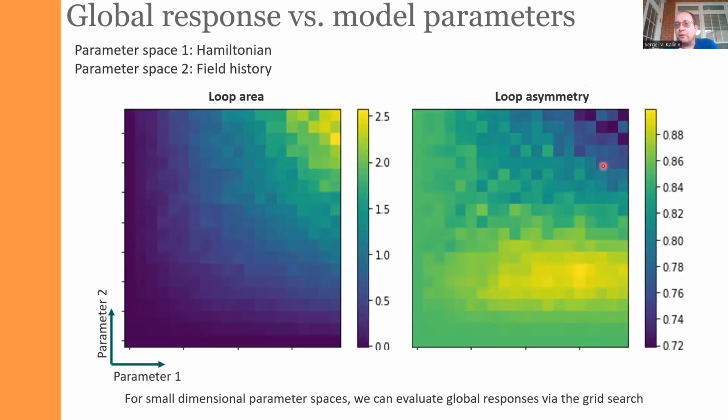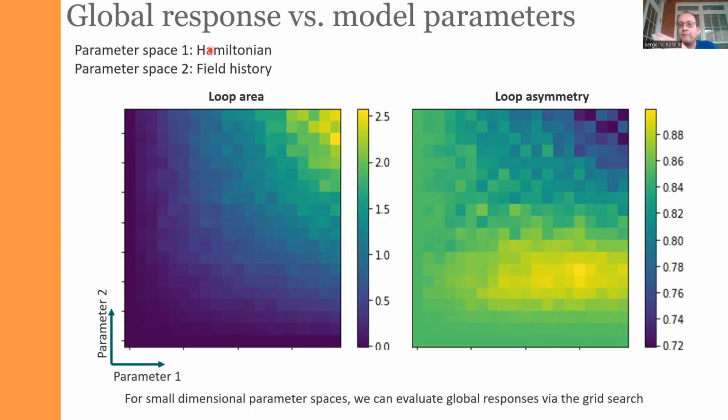Now, how can we explore the behavior of this model? The simplest way is to define some parameter spaces which are sufficiently low dimensional. So for example, I can say, look, I don't care about most of the values of the parameters in the Hamiltonian. I'm just going to focus on two or three. Or I can say that I'm not interested in the whole field histories. I'm interested only in the sinusoidal ones. And for the sinusoidal ones, I care only about the magnitude, how much field I apply at maxima, and I care about the period of the oscillations.